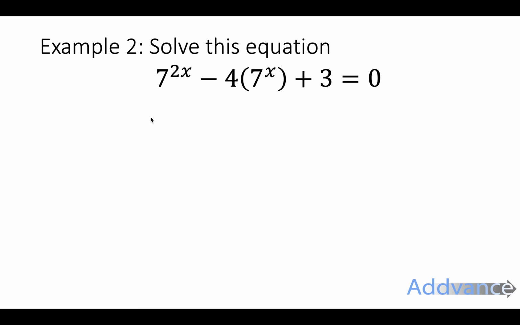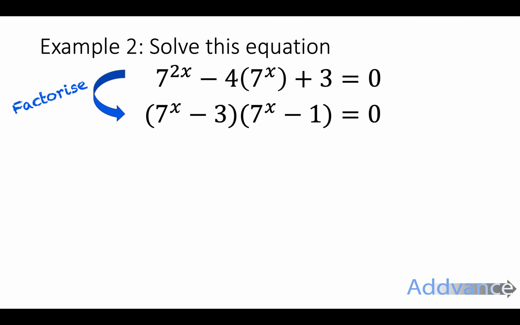And if we factorise this, you get 7 to the power x minus 3 times 7 to the power x minus 1, and that's still equal to 0. You might want to pause the video now and just expand these brackets to see that indeed this does work. Okay, now you've done that, you've got two brackets, and one of them must be equal to 0. Either 7 to the power x minus 3 is 0, or 7 to the power x minus 1 is 0.